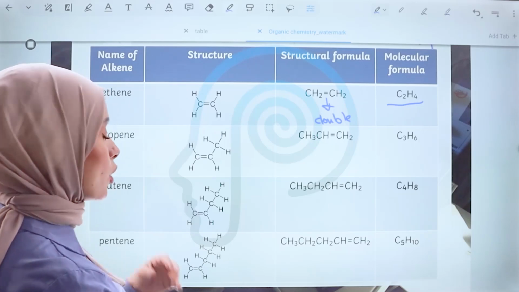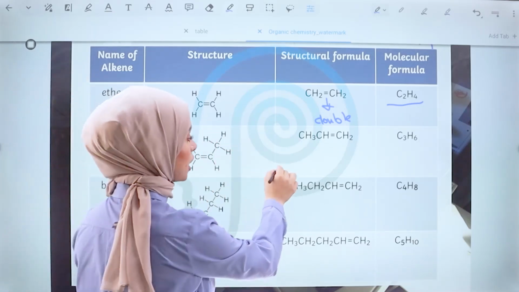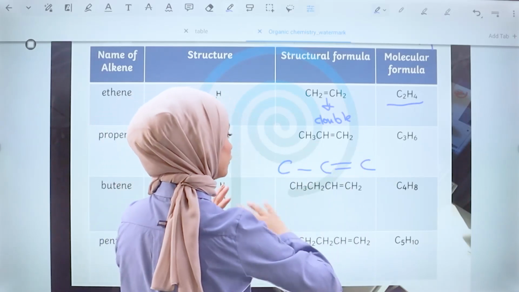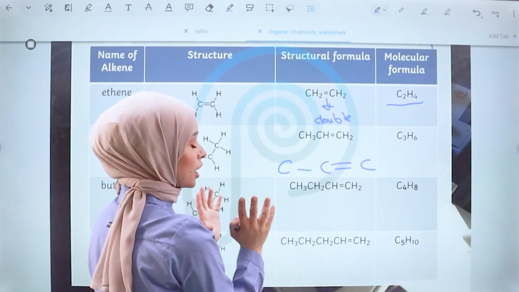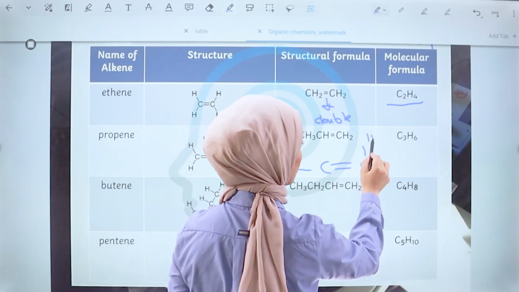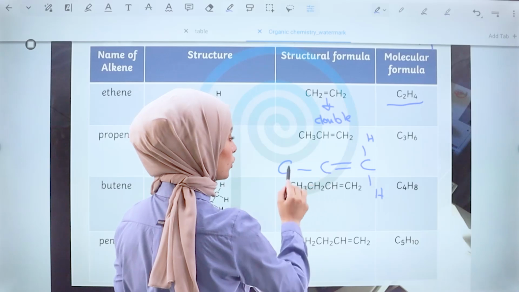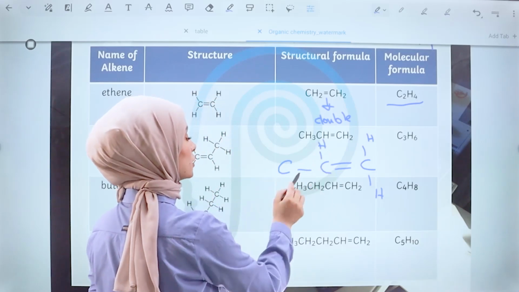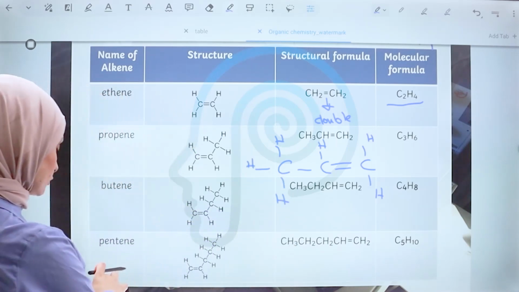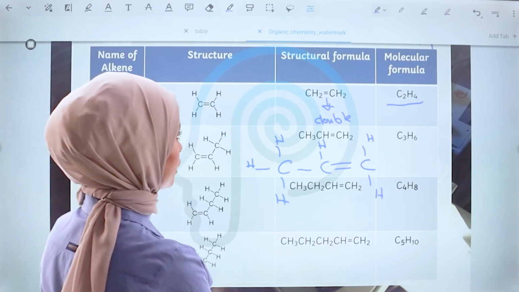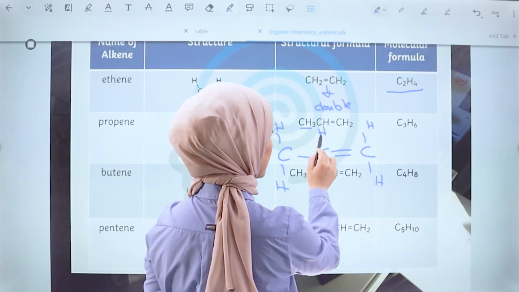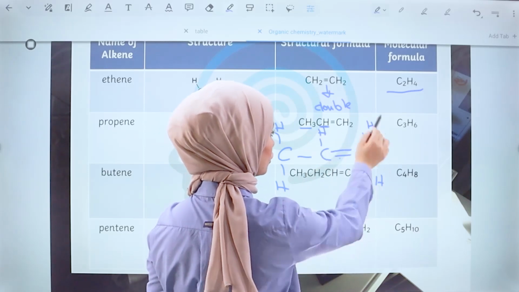I have the propene. So I have 3 carbons. I will draw 3 carbons and then I'm going to put the double bond here. After this, I have to make sure that all the carbons are octet. It means they have 4 bonds. For this carbon, 1, 2, 3, 4, I will fill with hydrogen. For this carbon, 1, 2, 3, so it needs only 1, 4. For this carbon, it contains 1, 2, 3, 4 hydrogens. And then we can summarize this into a structural formula, which is CH3, as you can see here. Then CH, as you can see here, double bond, CH2, as you can see here.